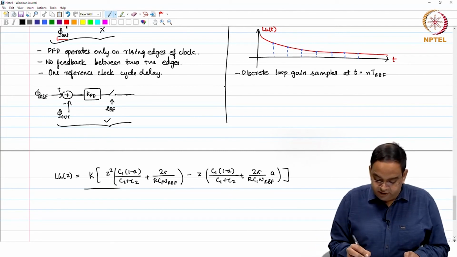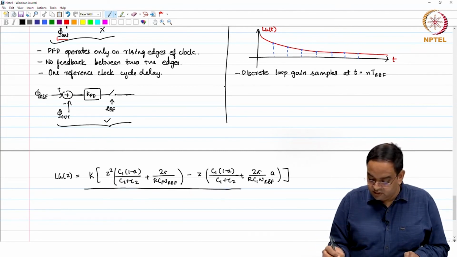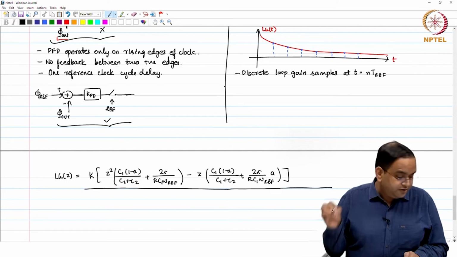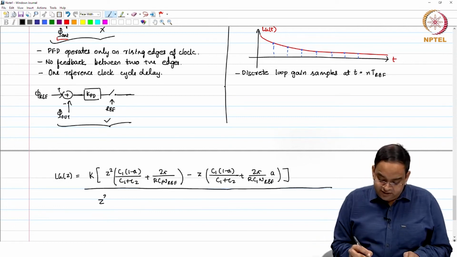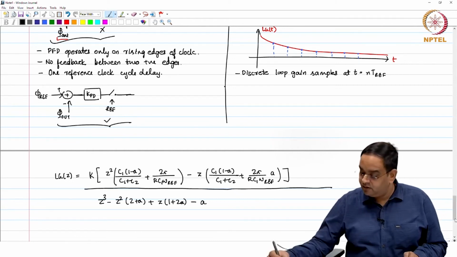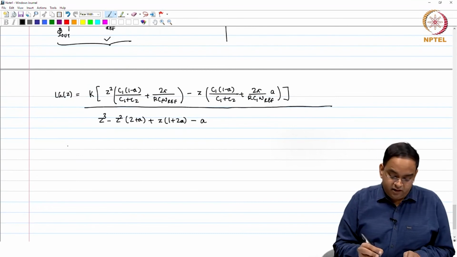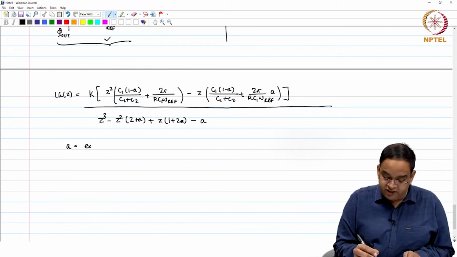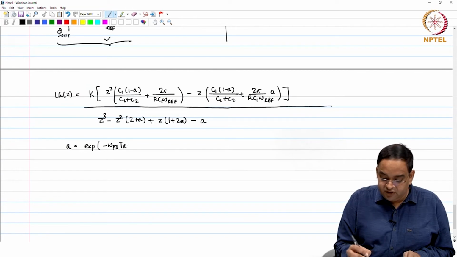Well, you can always refer to the papers which were published on this. Z cube minus z square times (2 plus a) plus z into (1 plus 2a) minus a. And here a is equal to exponential of minus omega p3 T ref.